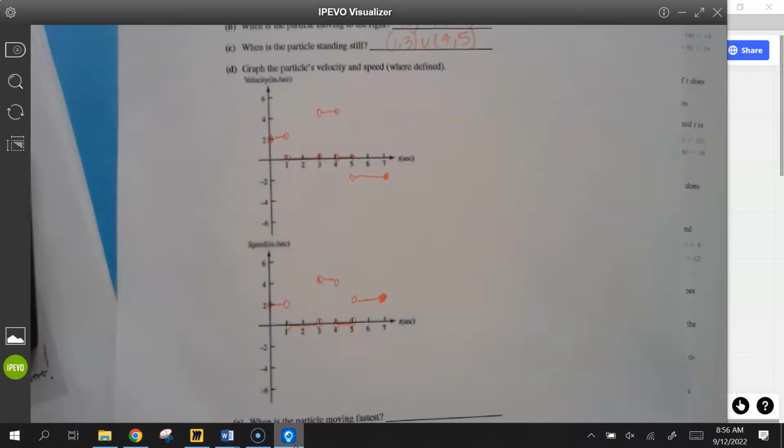We'll come back to moving the fastest shortly. What do you think it is? When do you think you're moving the fastest? Why? Speed's the greatest there.